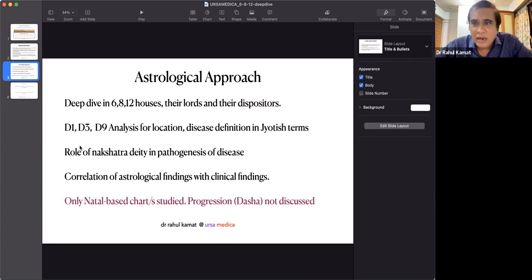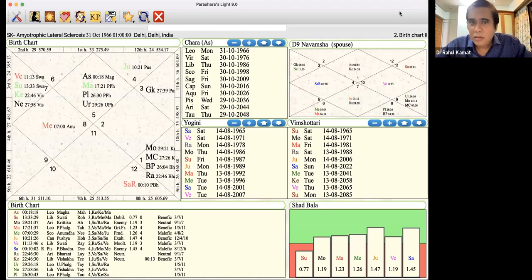Now, that having said, I think I'll stop this share and try to share with you now. Now you see this, right? This is the chart you see in front of you. And now we are directly getting into the meat of the lecture.